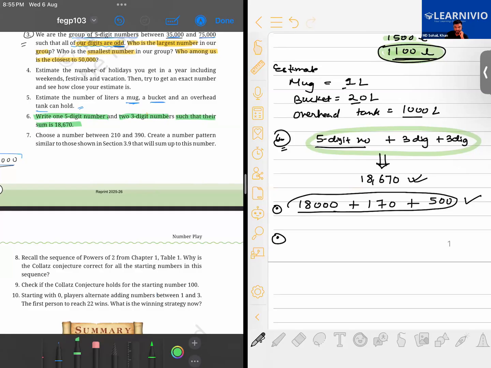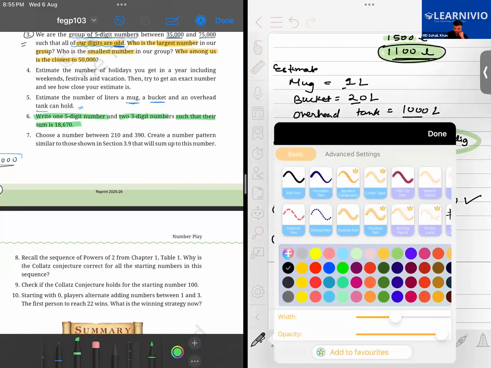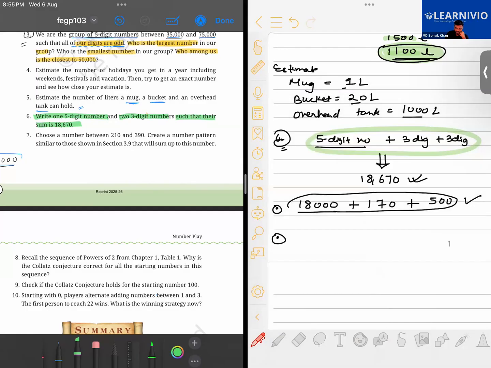Nafis, give a number. It's simple, by the way. Like you can take 800. So that's a 3-digit number you have taken. Then 200. So 800 plus 200 is equal to 1000, right? So how much more should we add to 1000 so that it becomes 18,670?